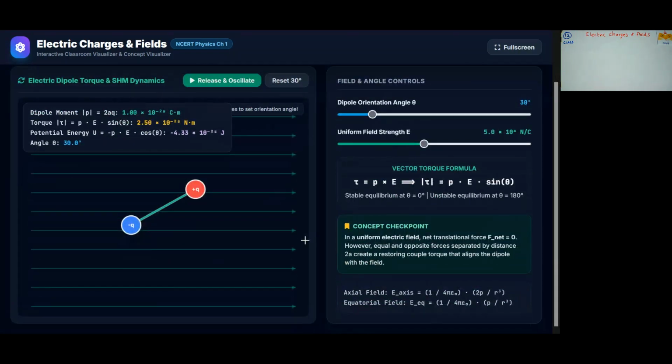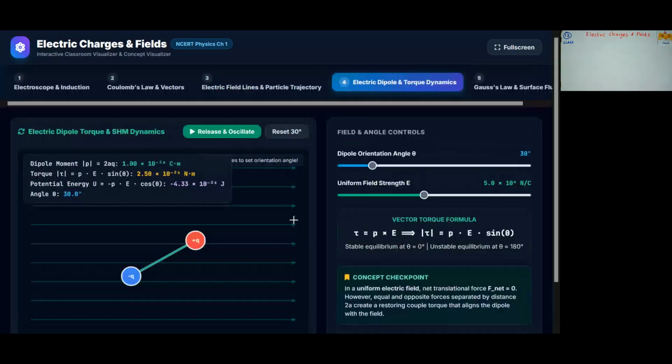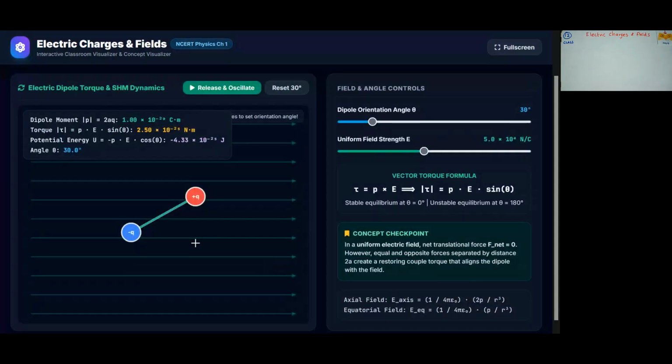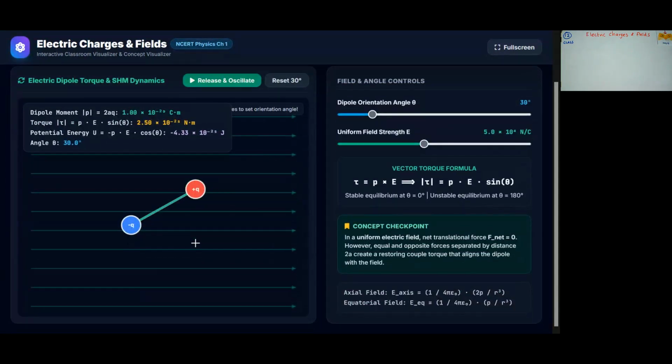So click on the tab 4, electric dipole. Let us navigate the electric dipole. A pair of equal and opposite point charges, plus q and minus q, separated by the distance 2a. First of all, we have to find the dipole moment vector. Look at the green vector P connecting minus q and plus q.